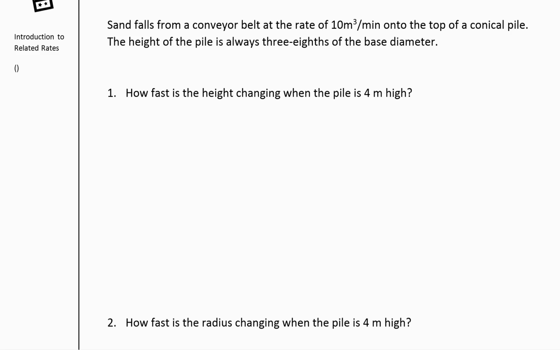Okay, so let's draw the situation of what's happening. We've got this conveyor belt, right? The sand, I don't have anything the color of sand, I guess we'll have to use gray. So sand is going down this and falling onto something and making a pile. That's a cone.